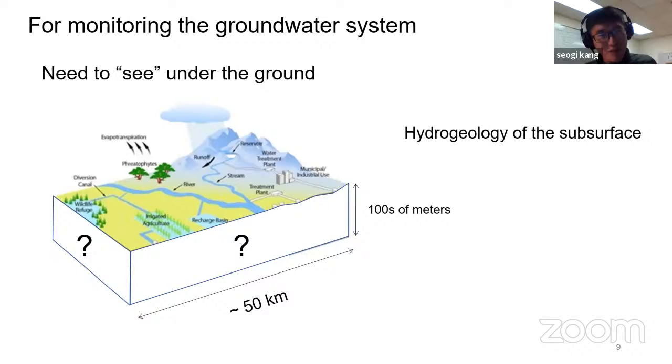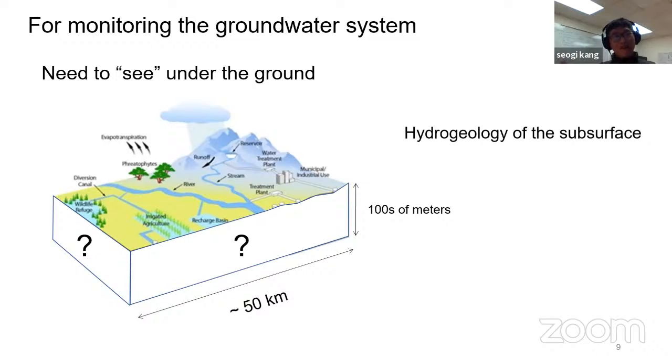Actually, for monitoring of the groundwater system, you need to understand the hydrogeology of the subsurface under the ground. You need to understand what the conduits of the flow are and what the barriers of the flow are, because that determines the volume and the groundwater level changes. So that's another challenging task. Again, this image is actually not available. It's a big area and we need to see through hundreds of meters of depth. So this is an extremely challenging problem.